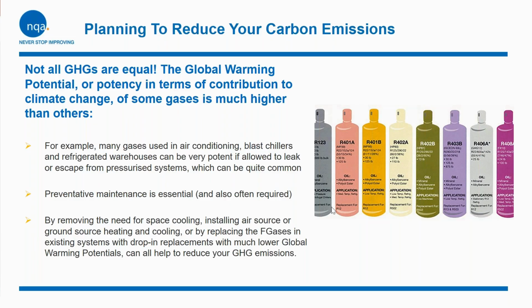By removing the need for space cooling, installing air source or ground source heating and cooling, or replacing F-gases in existing systems with drop-in replacements with much lower global warming potential, you can all help to reduce your greenhouse gas emissions. So anything that's being done in relation to it will reduce your overall carbon footprint as well.